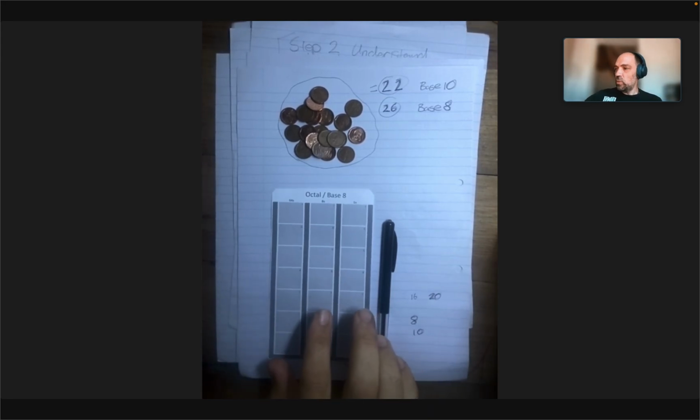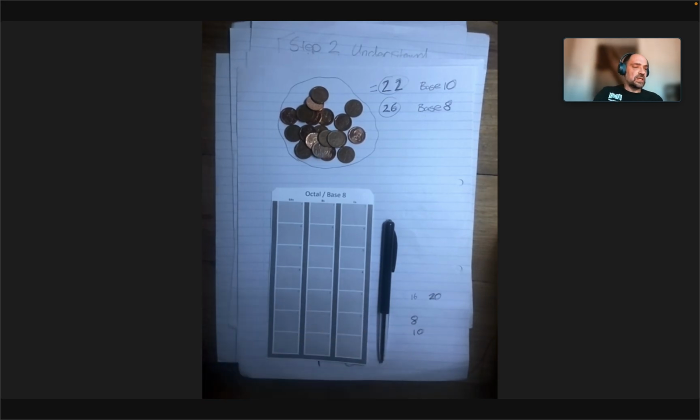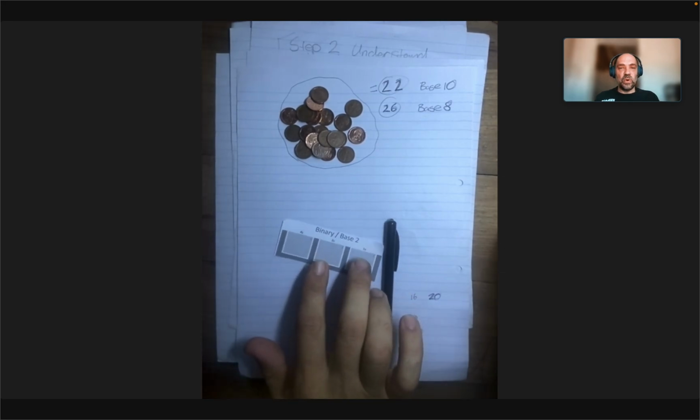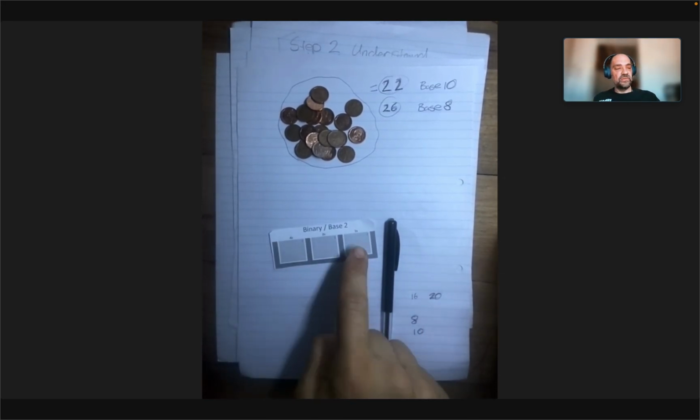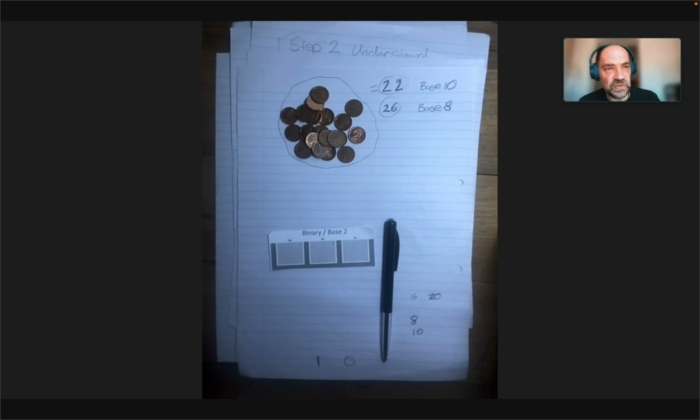So next lesson, we are going to be using the T-Rex's way of counting, where the overflow is only 2 because they only have 2 fingers.